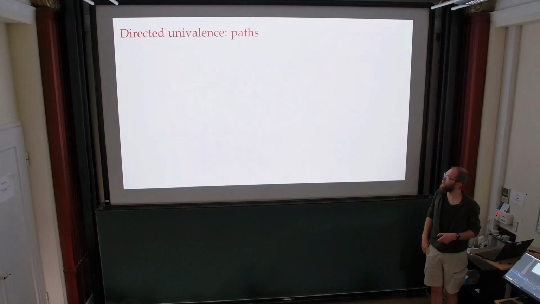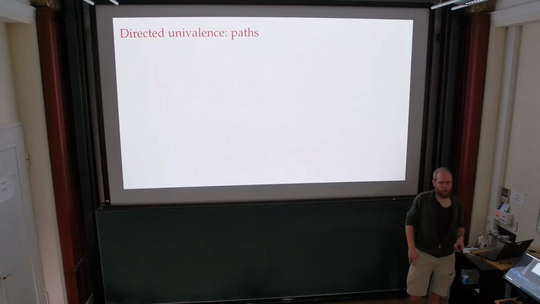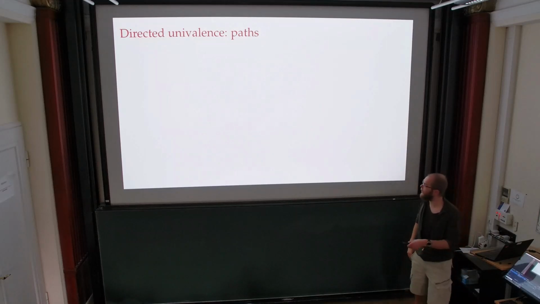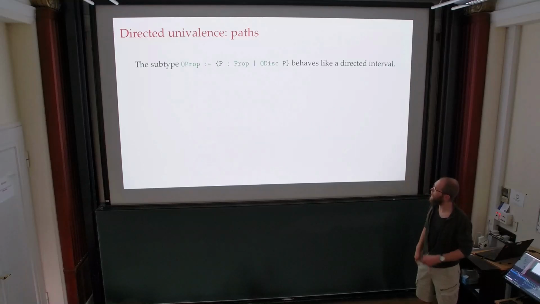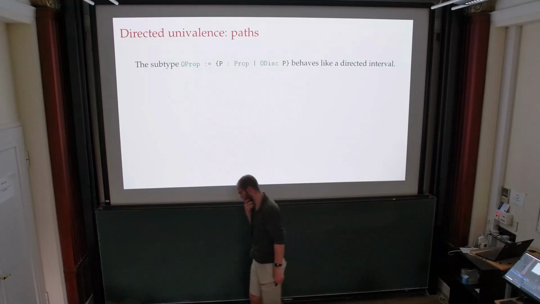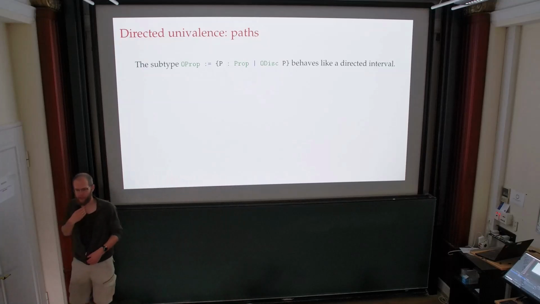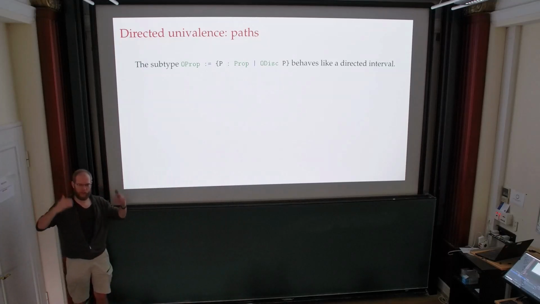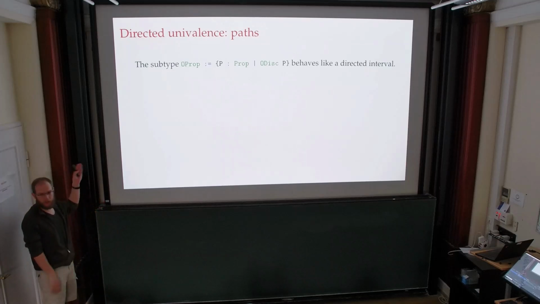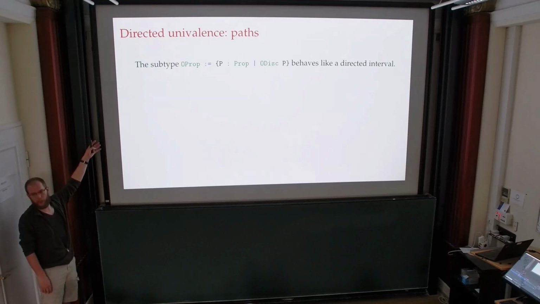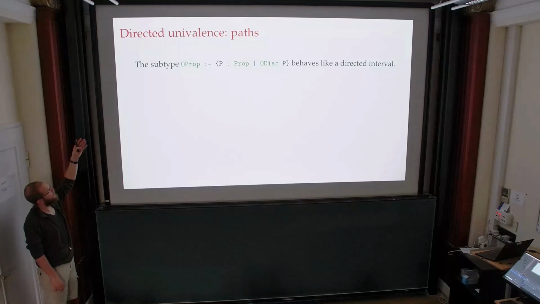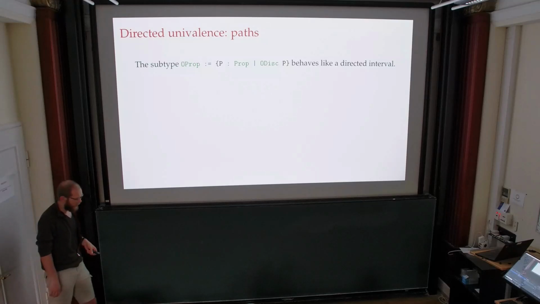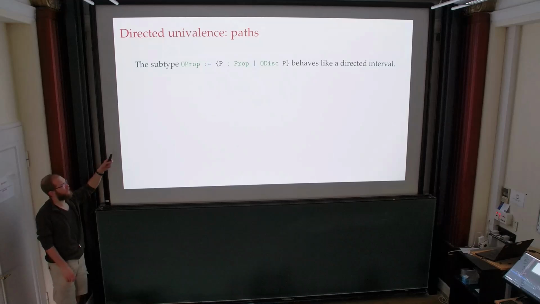Good. Let's move on. I promised you that I wanted to talk about directed univalence, and so let's do that. So far we've only talked about types, as in with our set-like, topological space intuition, but we all know that propositions can be viewed as types. And so one universe that we get is the universe of open propositions. So we look at all propositions P that are ODisc, and we call that subtype OProp. And the curious thing about OProp is that it behaves like a directed interval.